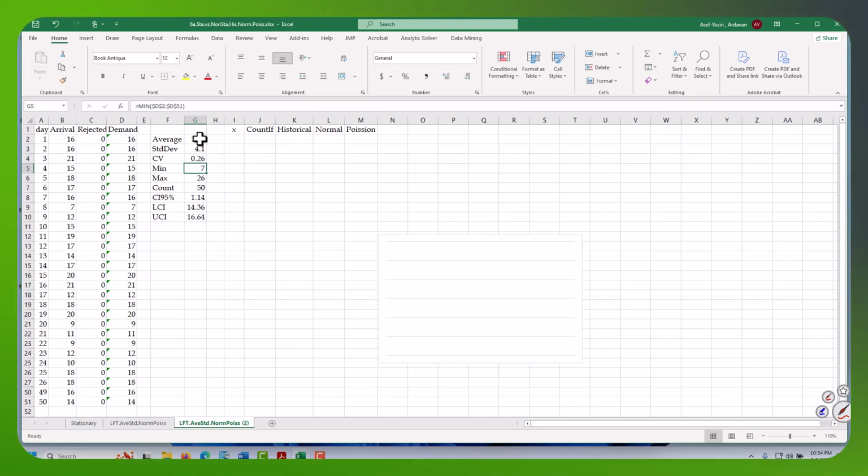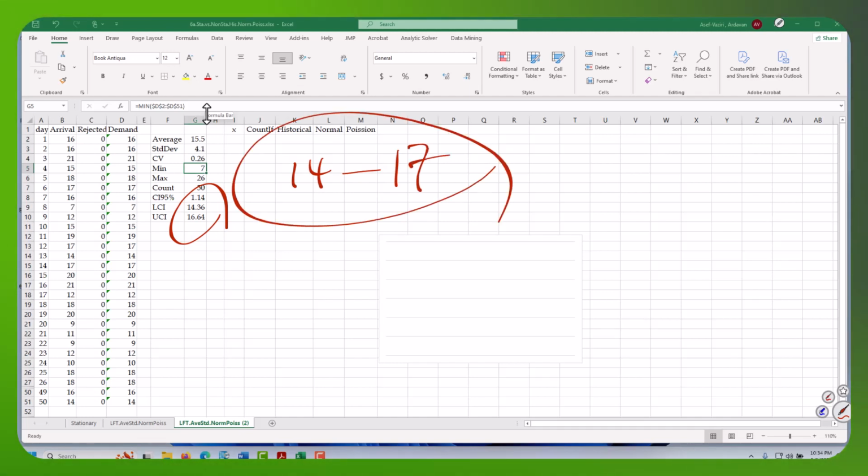So we have enough knowledge about this demand. We know that with 95% confidence, it would be between, say, 14.36 and 16, or between 14 and 17, with even much more. We may just stay here. This is our understanding of demand, and we may do capacity planning accordingly.